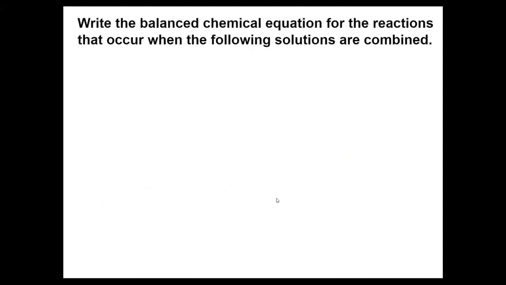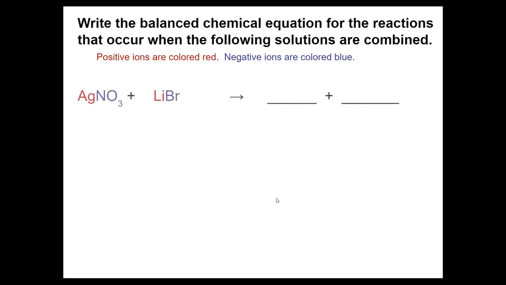Let's consider some equations where I'm going to ask you to work these out. First, I'm going to ask you to write the balanced equation for these reactions that occur when the 2 reactants as written here are mixed. Also, I'm going to give you extra little hints here. Positive ions are going to be colored red, and they're going to be listed first. Positive ions, and then negative ions are listed second. I'm going to give positive ions red, negative ions blue. So the first example, we have AgNO3 and LiBr.